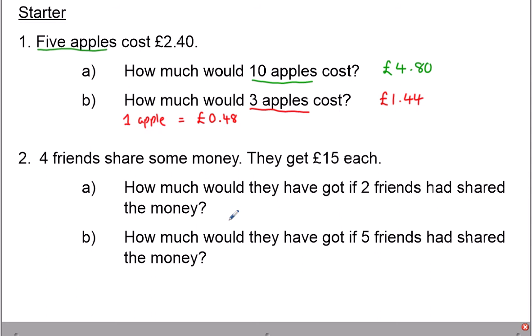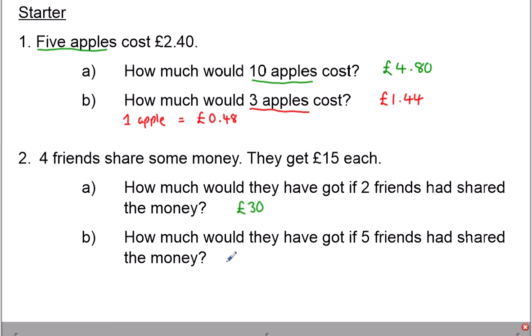Okay. For part A, you don't need to know how much money there was. If 4 of them shared it and it was £15 each, it makes sense that if only 2 of them had shared it, they'd get twice as much. So they would have got £30 each if only 2 of them had shared it. Now you may have worked out how much money there was to answer part A, but you didn't need to.